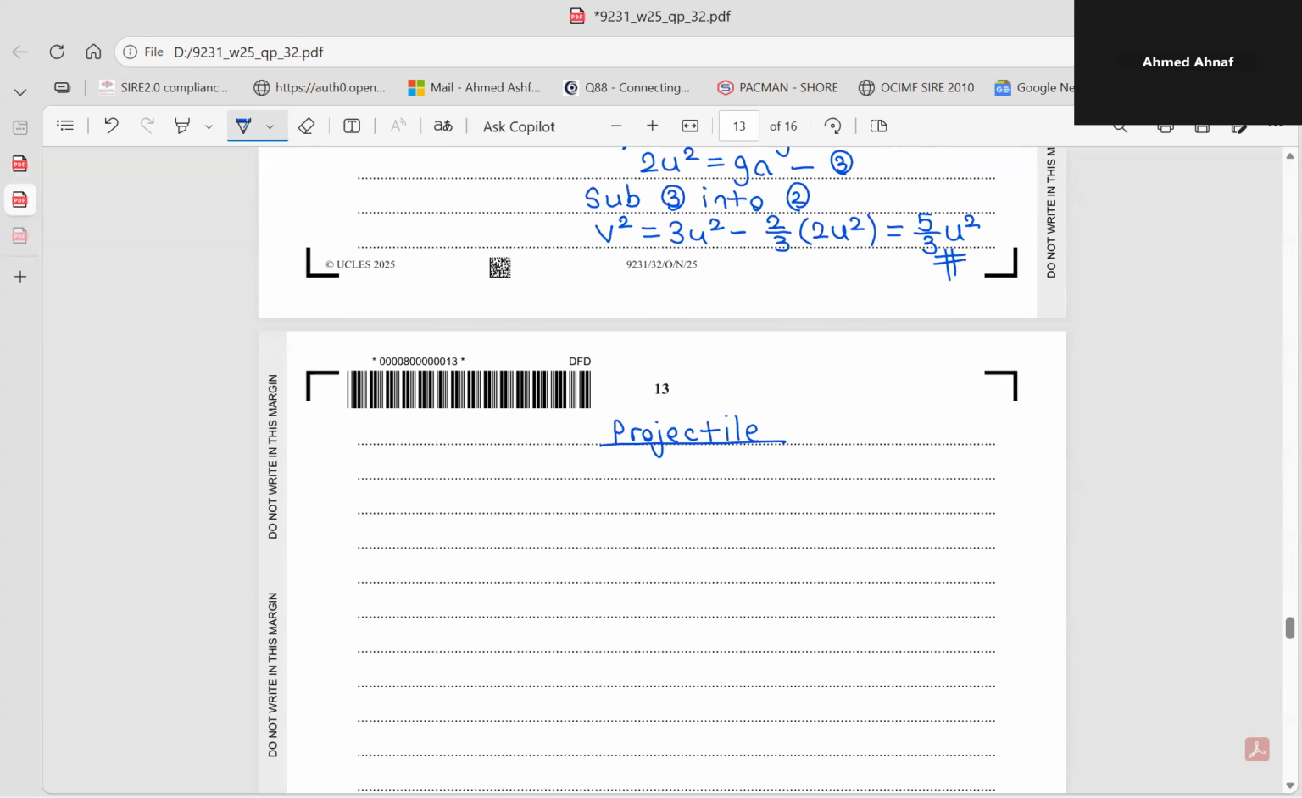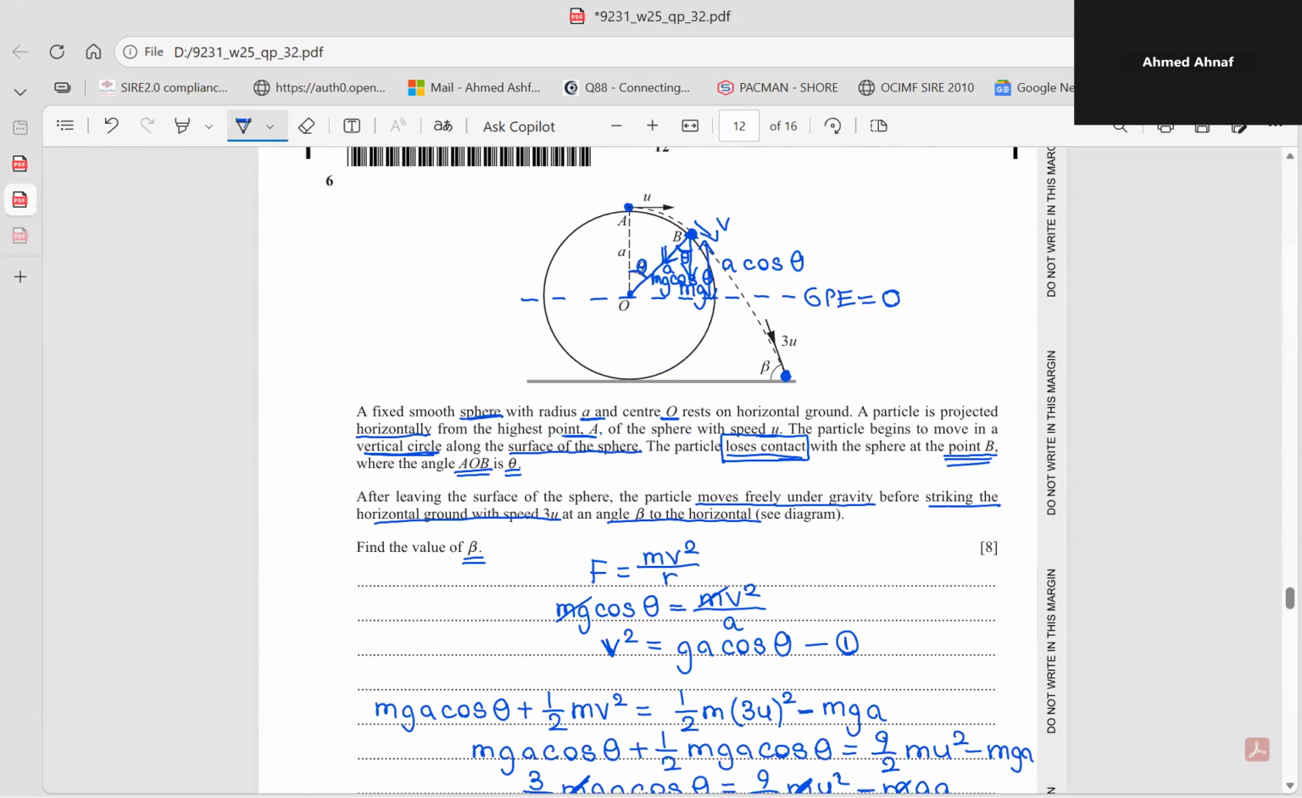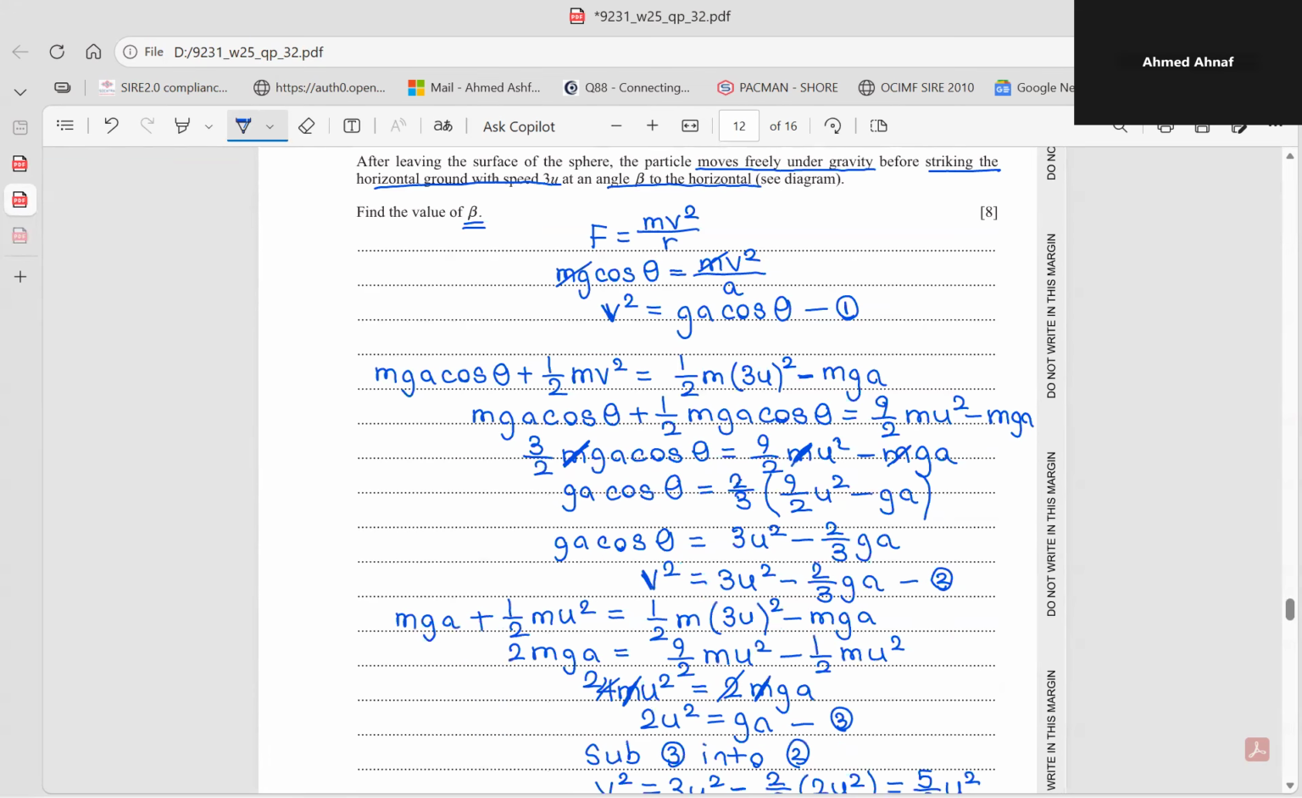V squared is obviously just the vertical component of this, so it's just 3u sine beta. Or is it also possible to just, okay, you know what? Never mind.